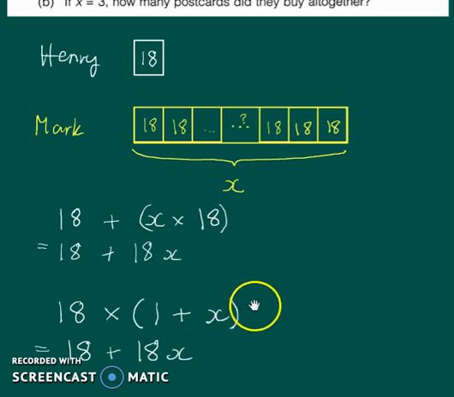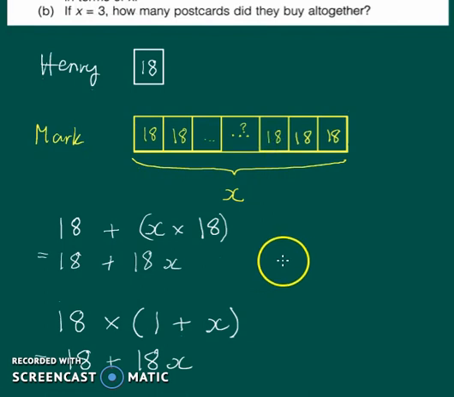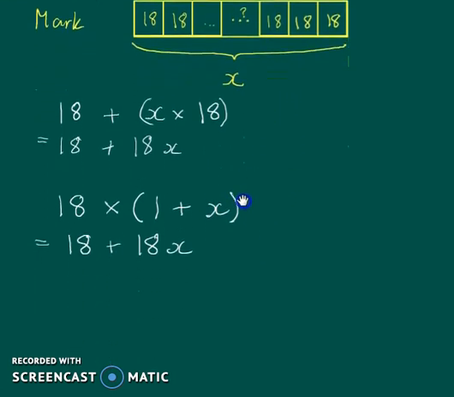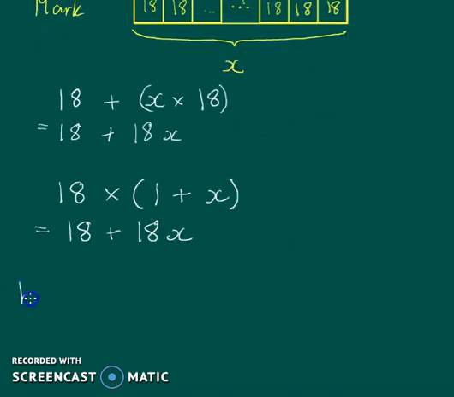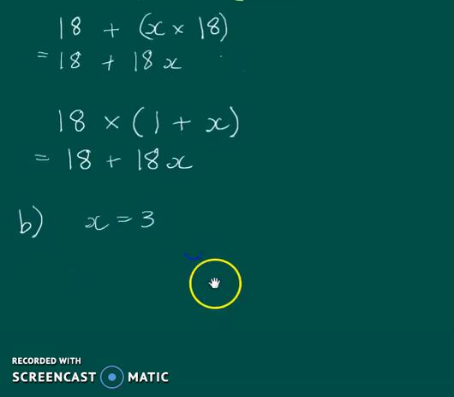Now we can move on to part B, and what was the question? If X equals 3, how many postcards did they buy altogether? So in B, we're told that X equals 3. So now that we have our answer in terms of X, we just have to use substitution.